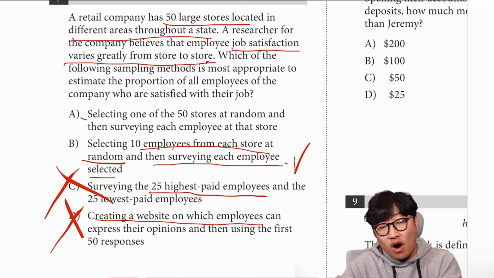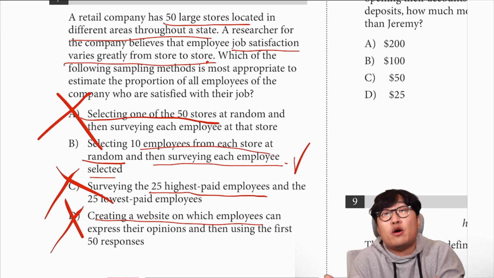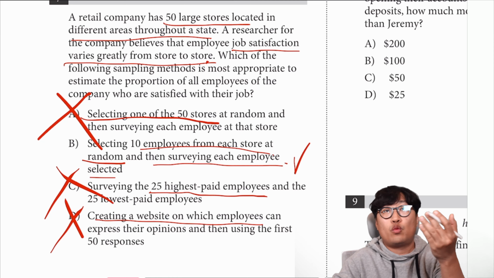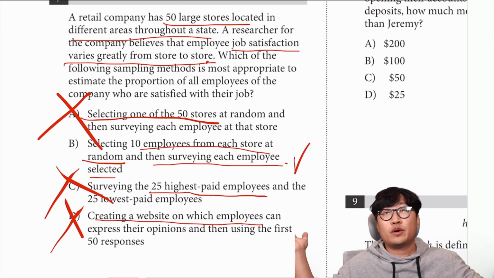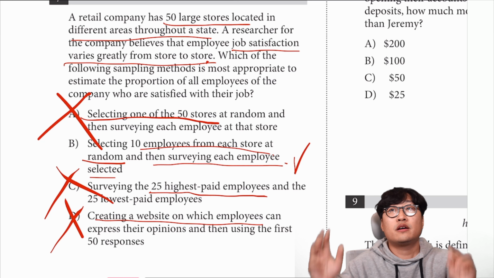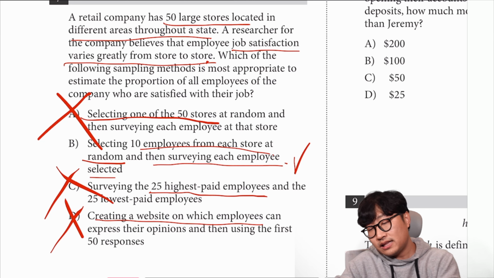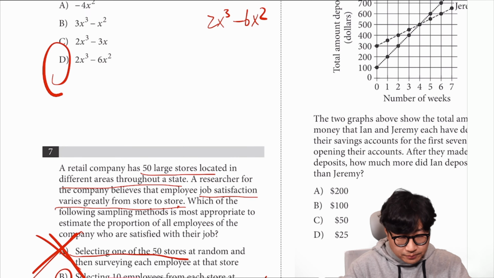A, selecting one of the 50 stores. That's already biased. What about the other stores, right? What about all the other 49 stores? What if that one particular store you surveyed all say it's pretty good, but the rest of the 49 stores say it's bad? Well, you never surveyed them, so you're not going to have fair results that we can rely on, right? So that's why it's wrong, and it's got to be B. The more random it is, the better it is.